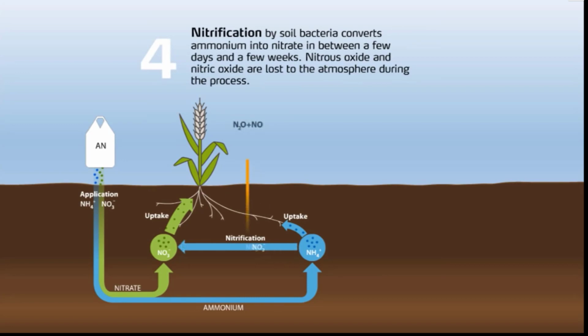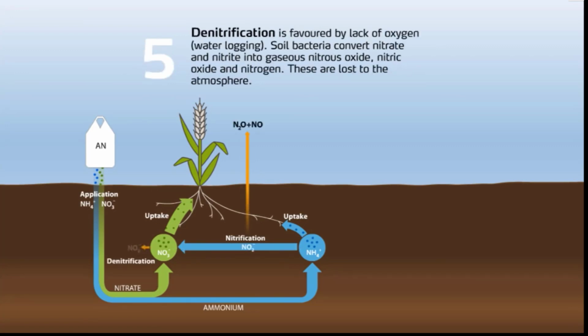Nitrification by soil bacteria converts ammonium into nitrate between a few days and a few weeks. Nitrous oxide and nitric oxide are lost to the atmosphere during the process. Denitrification is favored by lack of oxygen, for example due to waterlogging. Soil bacteria convert nitrate and nitrite into gaseous nitrous oxide, nitric oxide, and nitrogen. These are lost to the atmosphere.